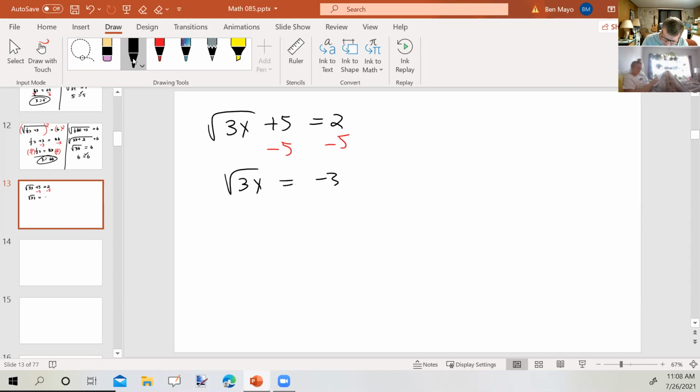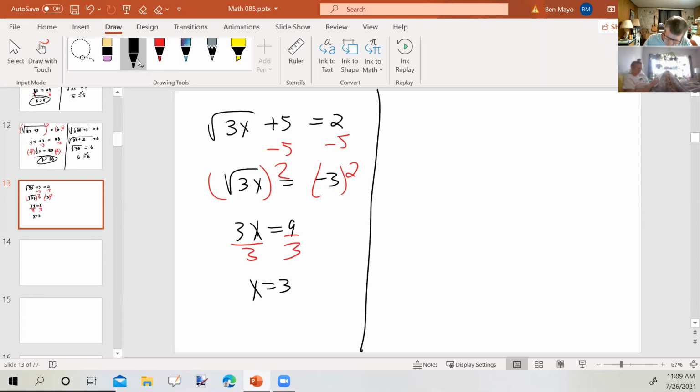2 minus 5 is -3. So I've got the square root of 3x equals -3. Okay. So now I'm going to square both sides, and I get 3x equals 9. Divide both sides by 3, x equals 3. Okay, let's check our work.